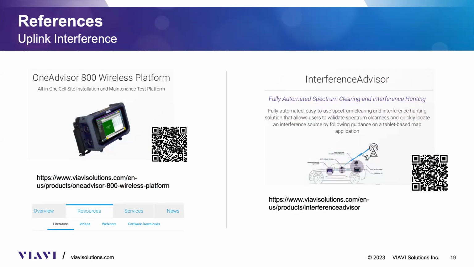Eduardo, we've got a couple questions that came in. We'll answer these live since I can't type fast enough. In the ONA 800, we really need a Wi-Fi connection. That is alluding to the interference advisor for those who didn't catch that.